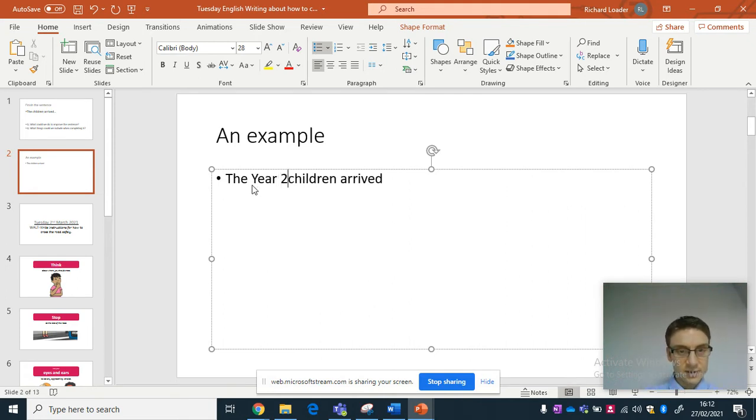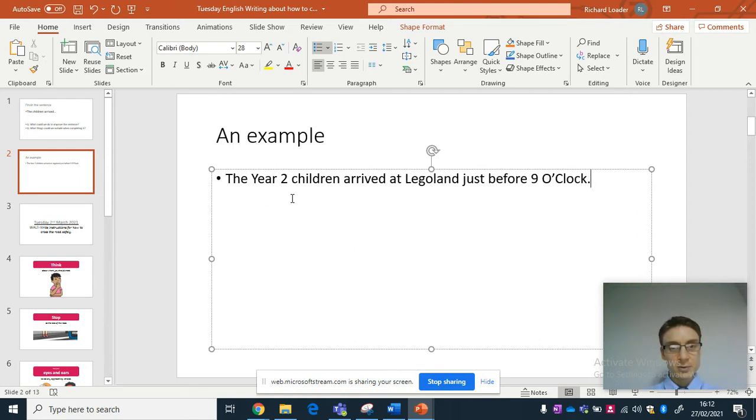So the year 2 children, that gives more information about who, arrived at Legoland, and Legoland needs a capital letter because it's the name of the place. The year 2 children arrived at Legoland just before 9 o'clock. And then I need to put a full stop again, don't I, to end my idea. It sounds like a good school trip. So the year 2 children arrived at Legoland just before 9 o'clock.